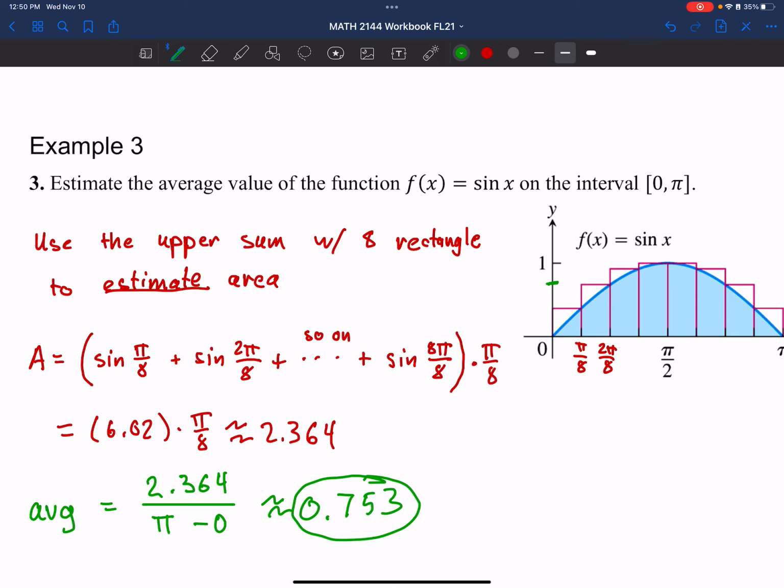Does that make sense? Yeah, Destiny? So why did we use the upper sum instead of the mid sum? You could have used the midsum. It's just how the problem was set up for us. It just already had the rectangles there, so we'll use what we have. So, yeah. Any other questions?